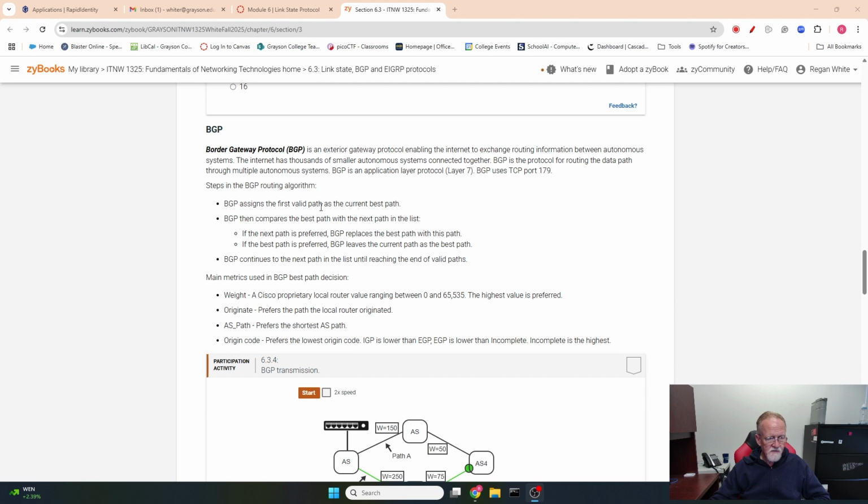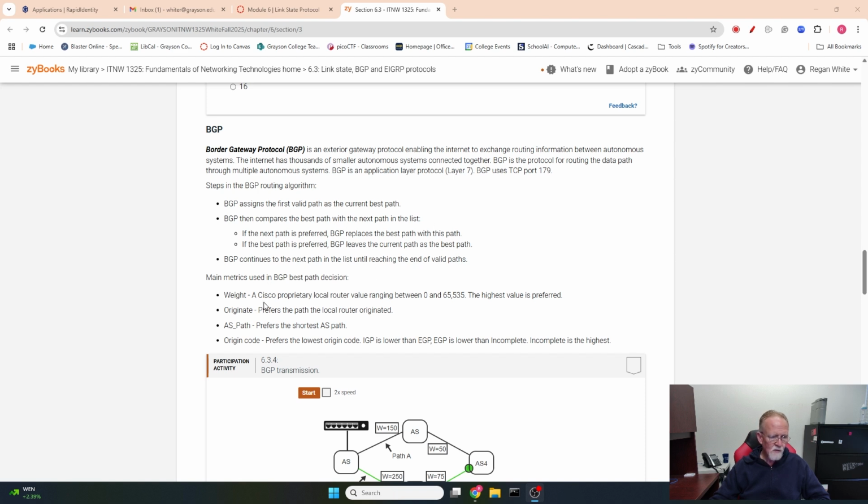BGP assigns the first valid path as the current best path. So it basically goes out and takes that first path first. Then it compares the best path to the next path in the list. If that path is better, then it replaces it as the best. If not, it keeps the current best path. It continues to the next path in the list until it reaches the end of valid paths. So basically it just tries every one, and then it uses that information to establish the routing information.